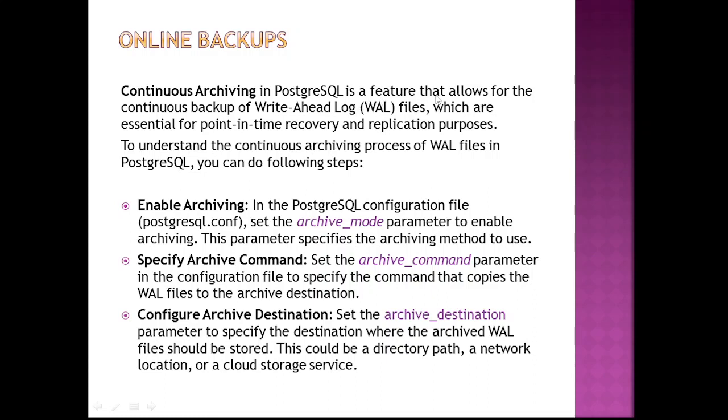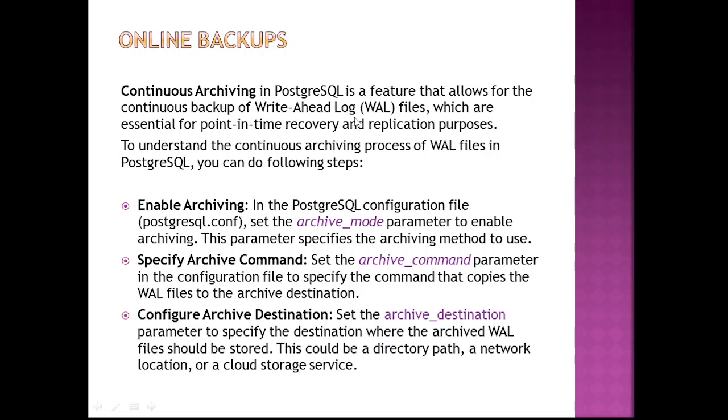Continuous archiving in Postgres is a feature that allows for the continuous backup of WAL files. Without the backup of these WAL files, you cannot think about your replication process, point in time recovery, or continuous archiving, which is your online backup. The write ahead log file is the main thing for taking online backups.